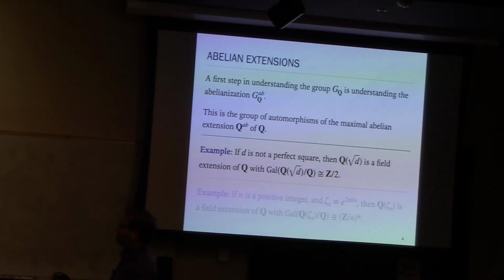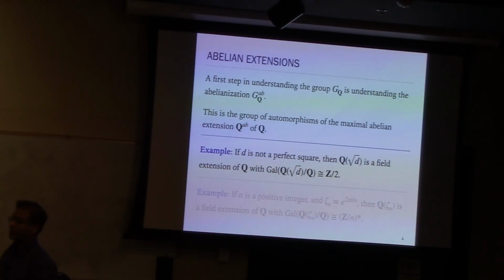So how do you make a finite abelian extension of Q? Just as an example, you can take Q and adjoin the square root of an integer.